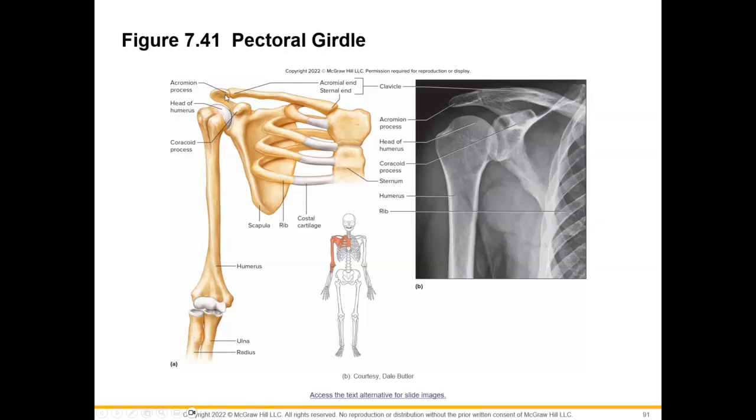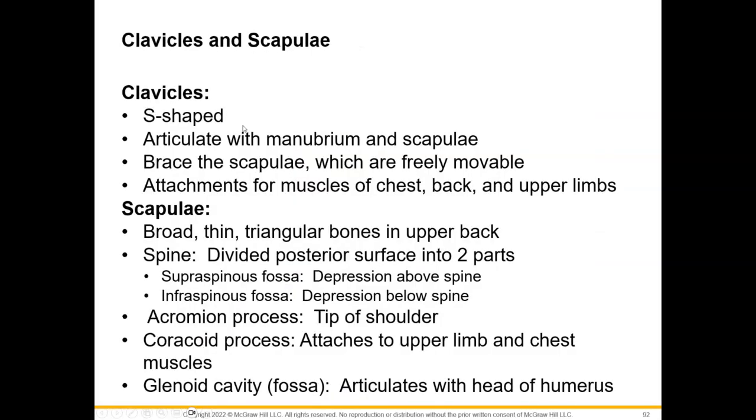Okay, so there's the clavicle and there's the scapulae. Notice how they articulate with the humerus of the arm. And notice how the scapula itself articulates with the clavicle, and how the clavicle articulates with the manubrium of the sternum. Okay, the clavicles are S-shaped. They articulate with the manubrium and scapulae. They brace the scapulae, and they are freely movable. The attachments are found here for muscles of the chest, back, and upper limbs.